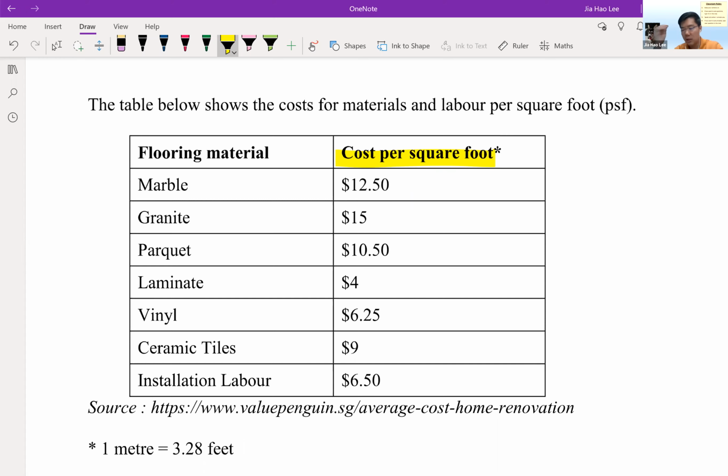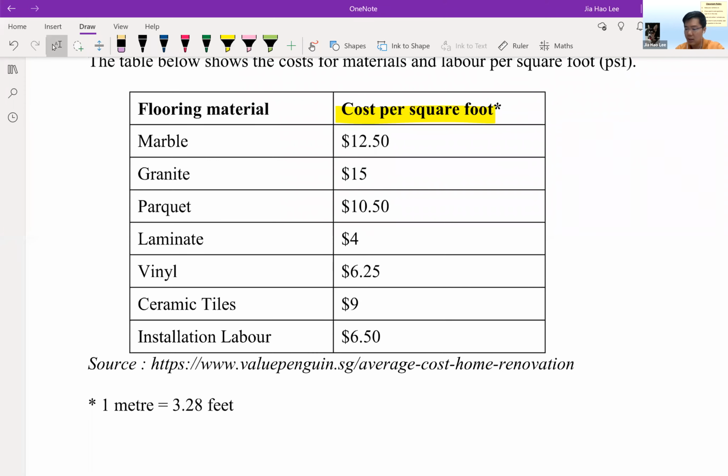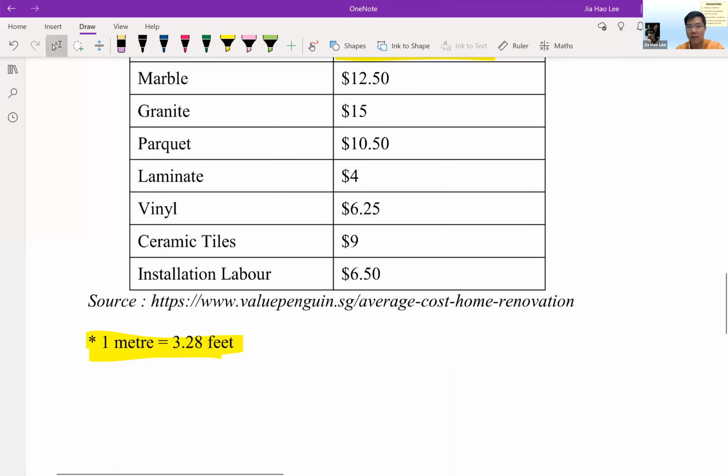Now, for this question, cost per square foot, obviously our question has never been in feet. So far, it's either mm or in meter square. Why suddenly square foot? So we need to actually do a calculation at the bottom. If you look here, the asterisk there is the asterisk here. There's a footnote, a special note here that 1 meter is actually 3.28 feet, which means that 1 meter square should be 3.28 square feet.